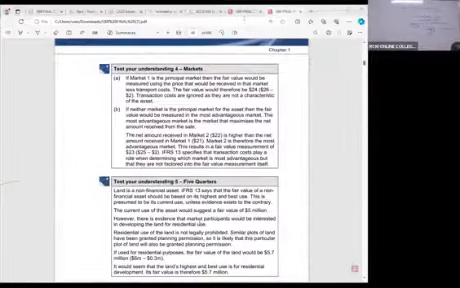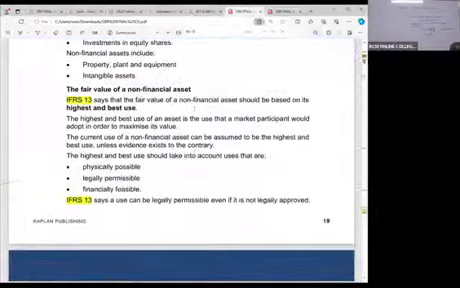5.7. So Richard wanted me to talk about this, that IFRS 13 says a use can be legally permissible even if it's not legally approved. Like how you get approvals from City Hall to build a house here. That approval may not be given, but constructively it is. It's called substance over form. Your neighbors have already gotten that kind of permission in the past. So you should also be allowed in this case to make an assumption that should I seek this approval, I'll be able to get it.